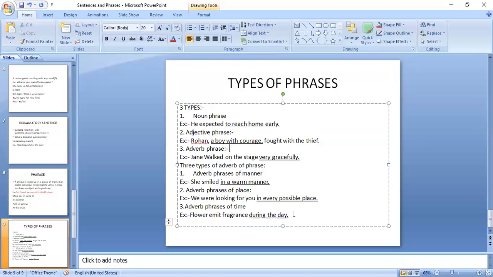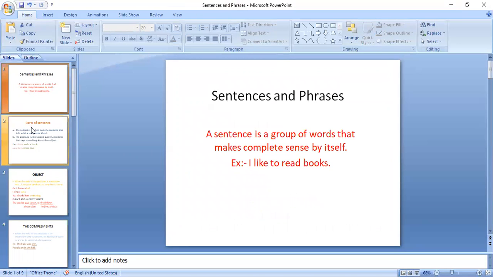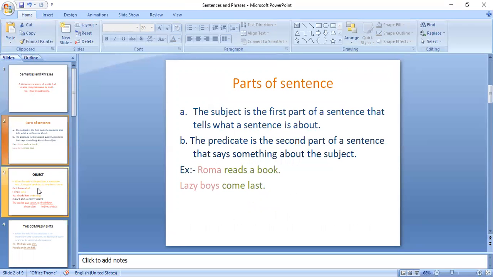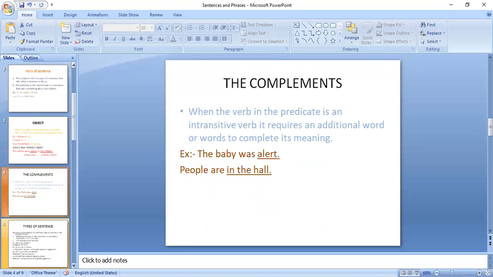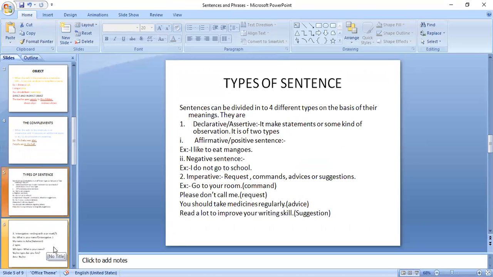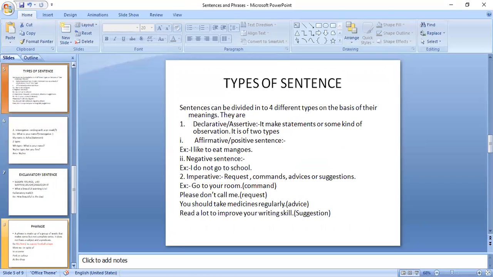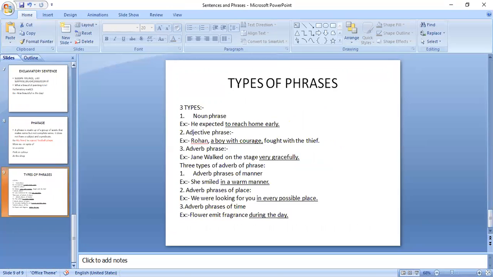Okay. So what we have learned today is: what is a sentence, then parts of sentences, then what is an object and types of object, what is a complement, what are the types of sentences, then phrase, then types of phrases. I think all of you understood what is a sentence and a phrase.